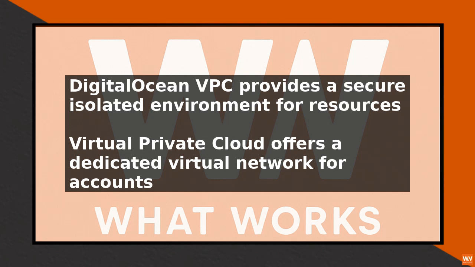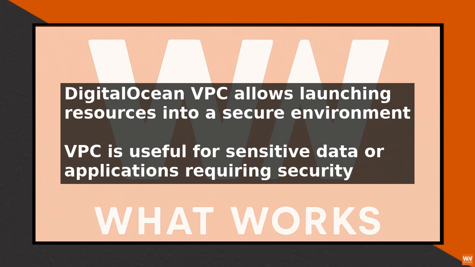First, let's discuss what a VPC is and how it works. A VPC is a virtual network that allows you to launch resources such as droplets, databases, and load balancers into a virtual network that you define. This virtual network is logically isolated from other virtual networks in the cloud, providing an additional layer of security and control. So, when should you use DigitalOcean VPC?